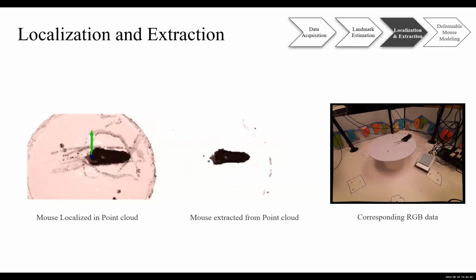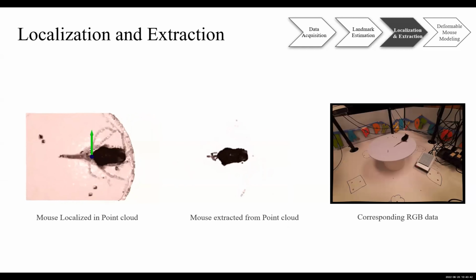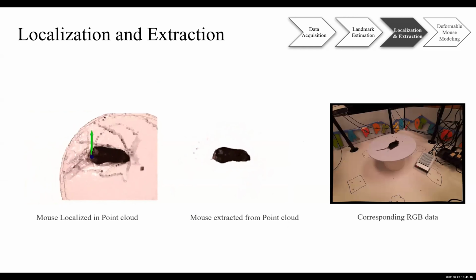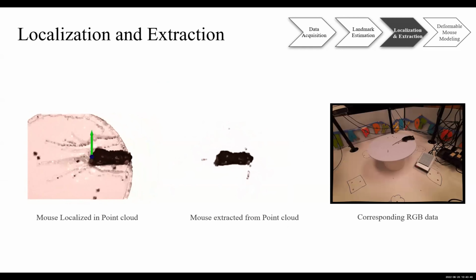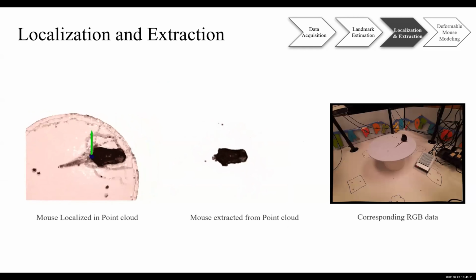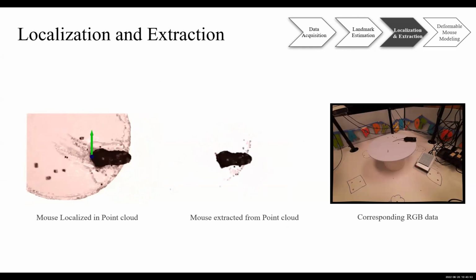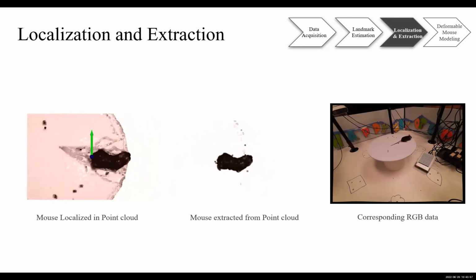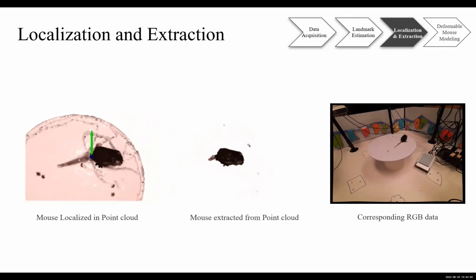Previously I showed you the 3D point cloud that we had, but it was a representation of the entire environment. Now that we have the pose estimates of the mouse, we can actually localize the mouse within the point cloud, and we can also extract the mouse from the point cloud. At this stage, we also assign a coordinate frame to the mouse so that it becomes easier to track the mouse's trajectory later on.